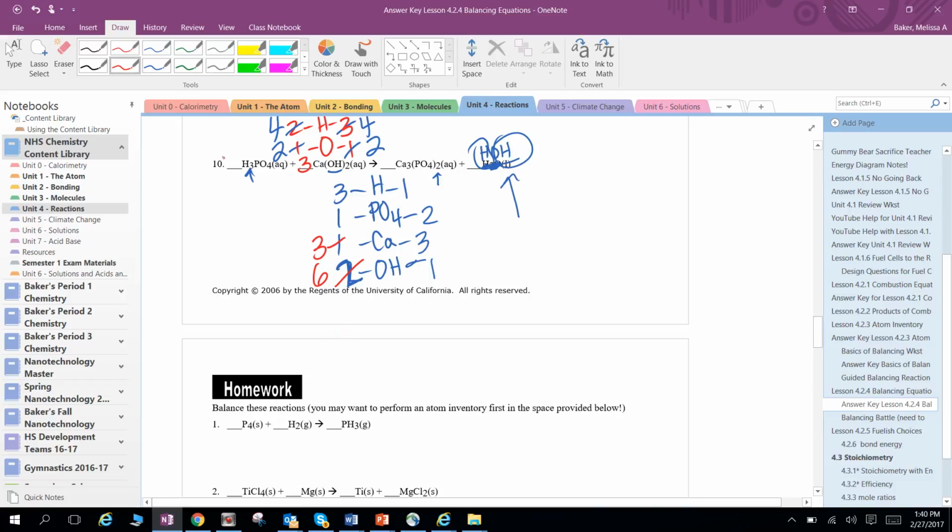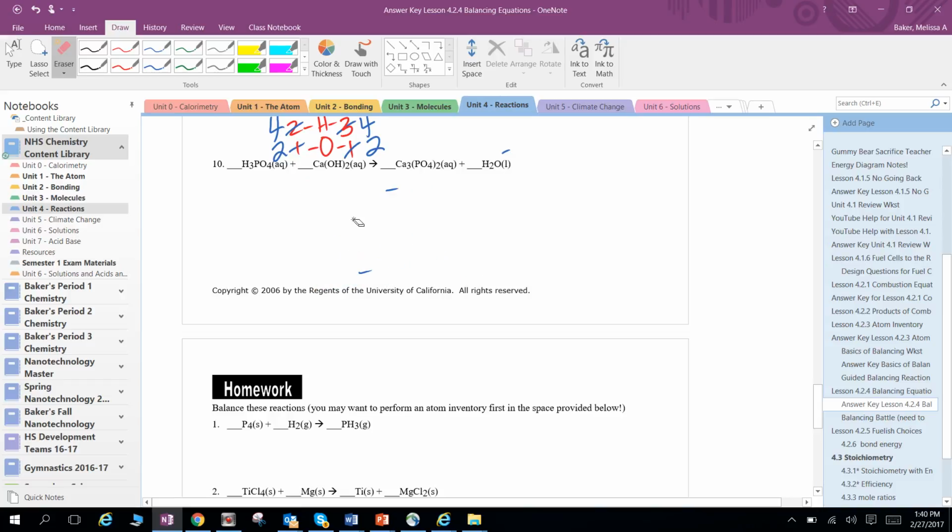Now for my phosphates. If I put a 2 out front, I've got 2 phosphates now, but I've also got 6 hydrogens. So I'm going to need to put something out front of my HOH. If I put a 6 there, now I've got 6 of that first hydrogen, and I've got 6 OHs. So everything is balanced. Now, if that was confusing for you to keep the polyatomic ions together, let's do this reaction one more time without keeping them together.